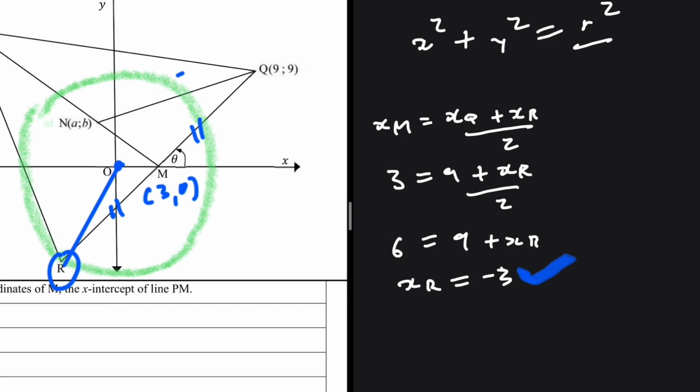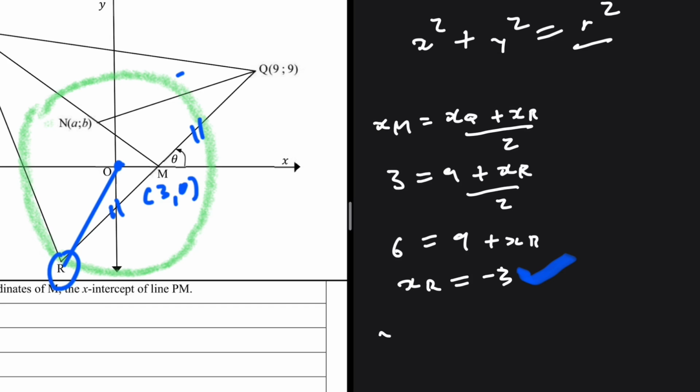We can obviously go ahead and use the midpoint theorem to find the y value. Or now because we have this x, we can just substitute it in the equation of qr. But let's just use the midpoint theorem because the equation of qr is up there. I don't want to go up there anymore. So y of m, the same concept still applies.